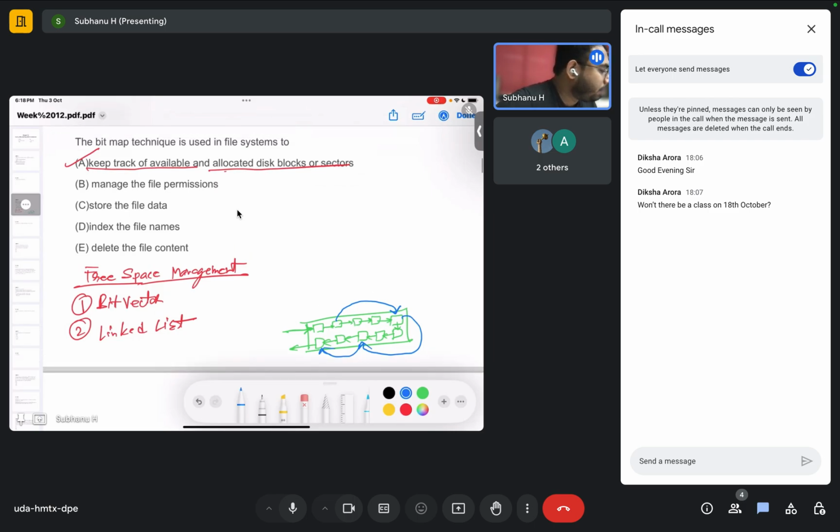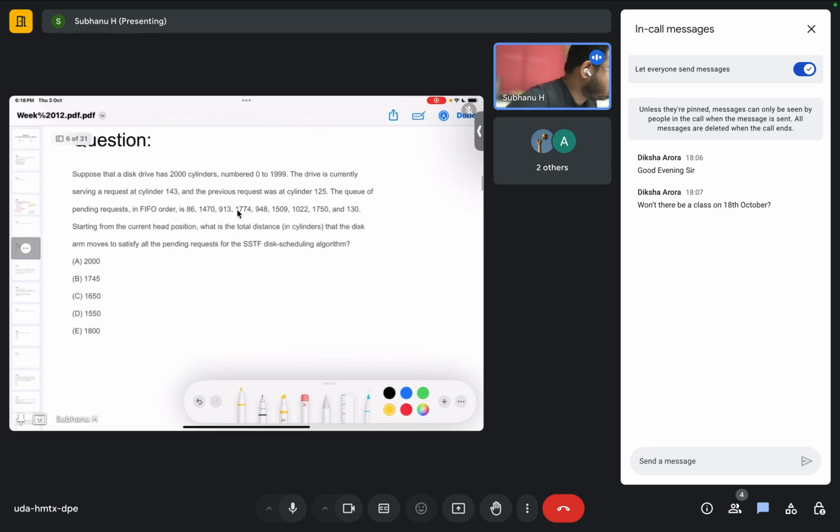And how does bitmap do it? In the bitmap technique, it does it with 0s and 1s. This means that this one is a free space, this one is a free space, this one is a free space. Initially all bits are one. Whenever you use a block, you make it zero, you use it, you make it zero. This is how it happens.